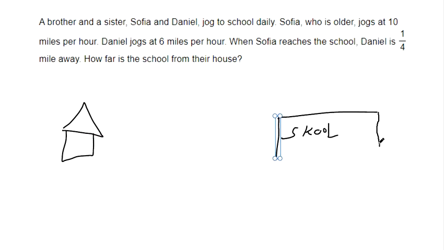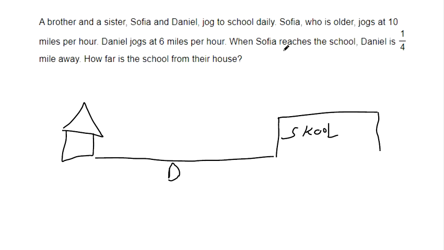S-C-H-O-O-L. Capital L at the end. Okay, we don't know this distance. We don't know how long it takes. We'll call that the letter D. And then something we also don't know. We also don't know time. We don't know how long it takes Sophia or Daniel to jog to school either. It'll be different for each of them because they're running at different rates.